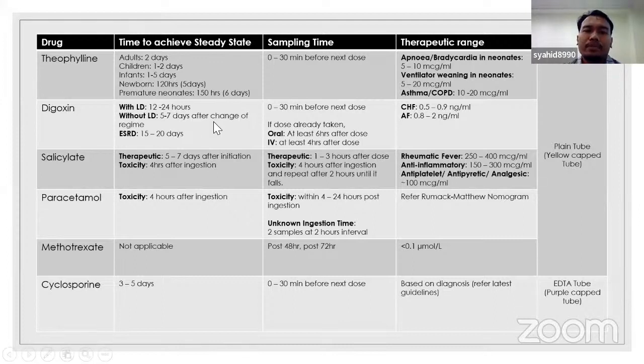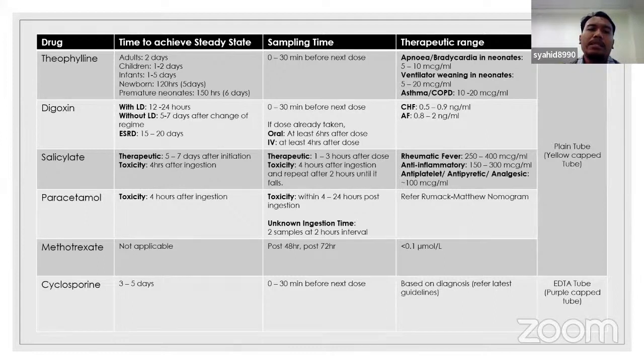Okay, for digoxin, with loading dose, it will achieve steady state from 12 to 34 hours. Without loading dose, 5 to 7 days after change of regime. For ESRD patient, it will take longer, which is 15 to 20 days. For sampling time, it is recommended to take before the next dose. And if the patient has already taken the drugs, for oral at least 6 hours after the dose. For IV, at least 4 hours after the dose. The therapeutic range also differs based on indication.